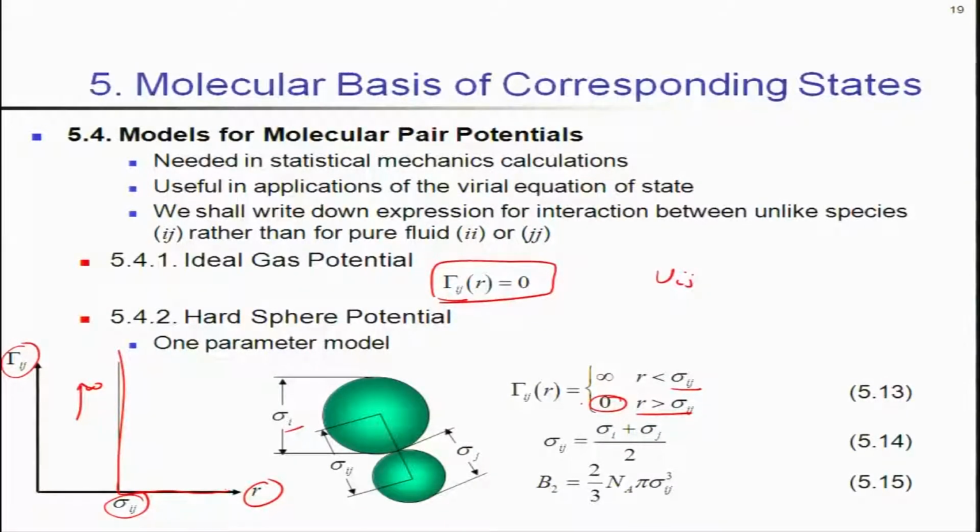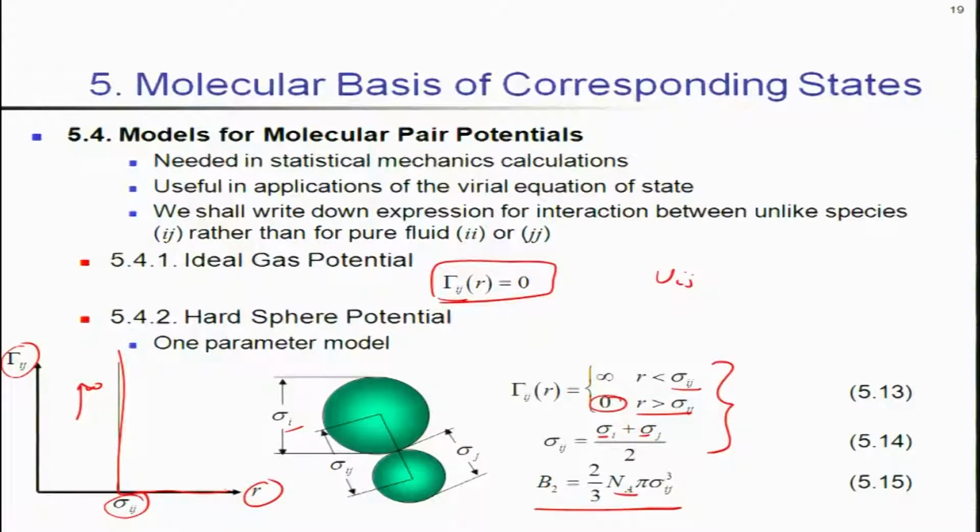In this case, sigma ij is basically nothing but the mean value of the diameter. Sigma is the diameter in this case, so it is basically the average diameter. Now, using this potential model, we can obtain the virial coefficient, which turns out to be 2 by 3 Na, considering the Avogadro number of molecules in a mole, times pi sigma ij cubed. For a specific two particles, we can evaluate the virial coefficient very easily by considering this potential model. Let me just describe that.